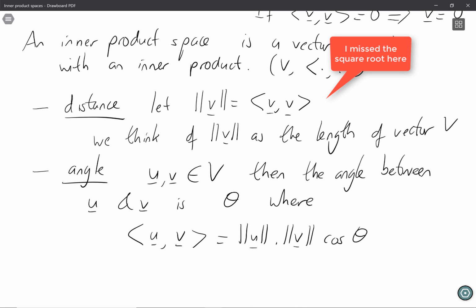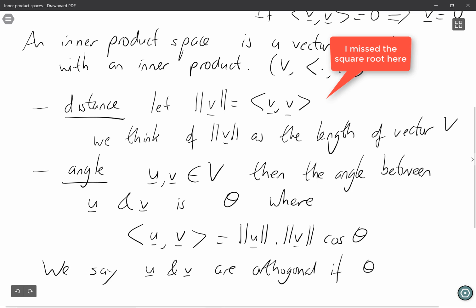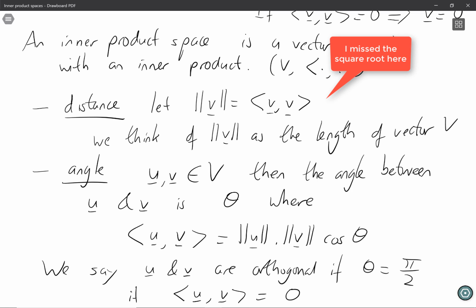And in particular, we'll be interested in orthogonal vectors. So we say U and V are orthogonal if theta is 90 degrees, or pi by 2, let's do it in radians, which is the case if the inner product of U and V is 0. So the concept of orthogonality is going to be important throughout the module.